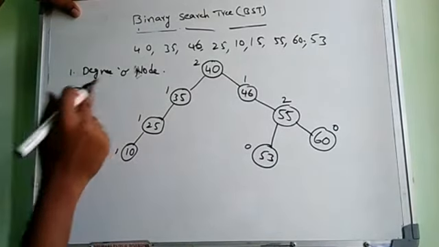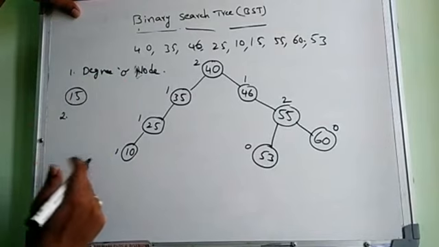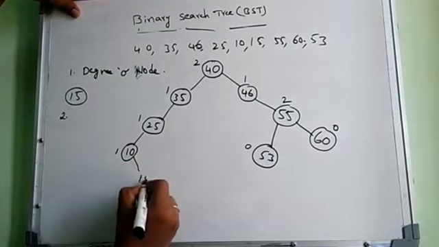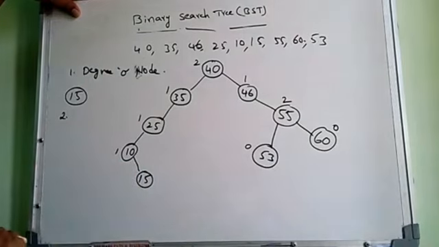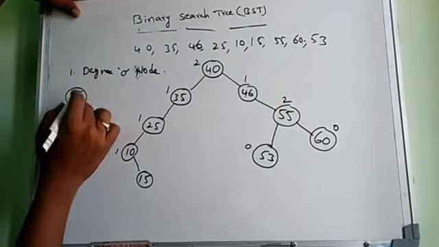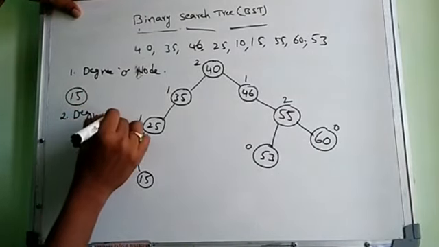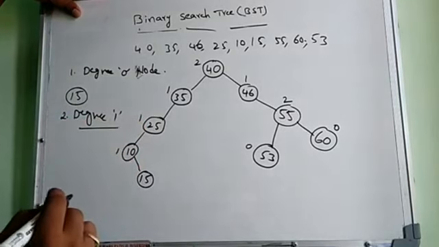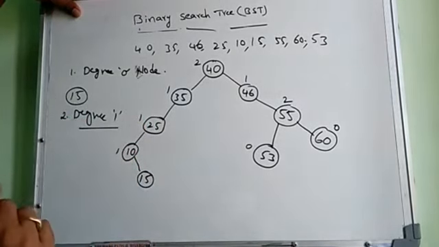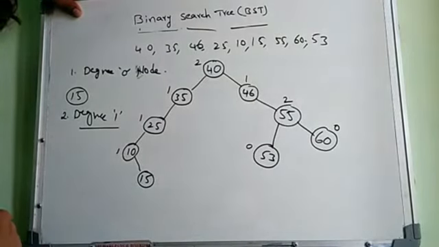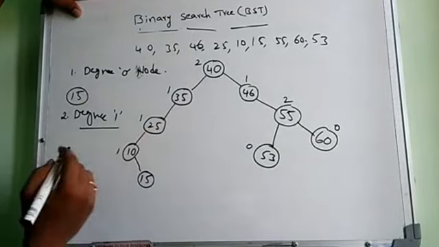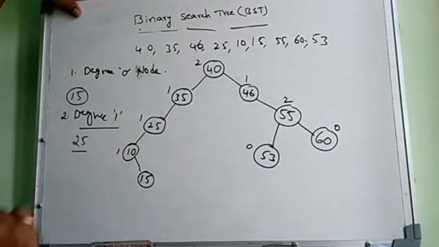Second case: I will add the same nodes as before, the previous nodes I attached. I want to delete a node with degree 1. How many nodes have degree 1? 1, 2, 3 and 4. So how to delete? Suppose I choose to delete 25, because the degree is 1.